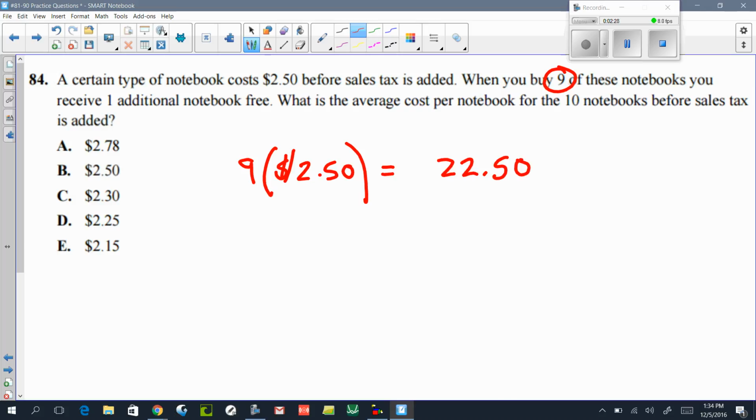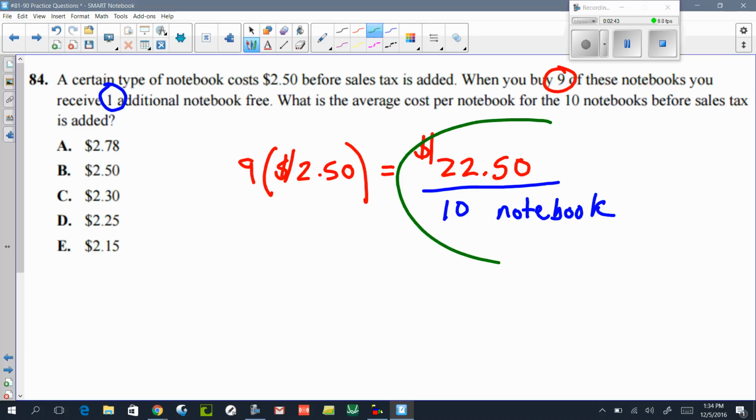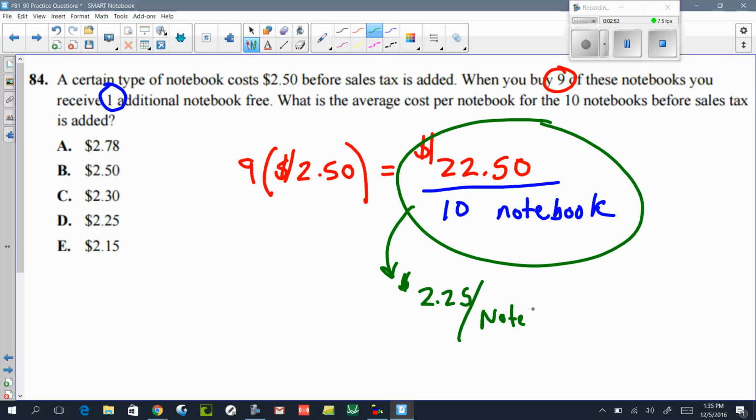Now, you have to understand that by buying 9, we got 1 free. So actually, we ended up with 10 notebooks. If we're looking for the average cost before tax, we just need to take $22.50 divided by 10. That easily divides using some of our shortcuts as $2.25 per notebook before tax. Getting that free notebook gives us 10. Obviously, the free one helps lower this average. So the average cost per notebook is $2.25.